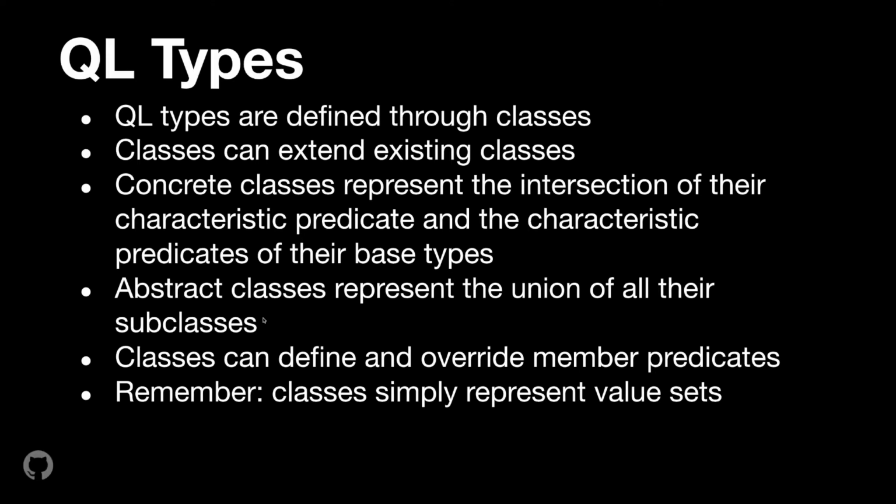Then all the various implementations can be grouped into a single set of values through the abstract class. And classes can define and override member predicates, so there's a notion of virtual dispatch. And then remember, whenever things feel complicated, it all kind of boils down back to, a class defines a type, and a type represents a set of values. And you're always working with value sets when you're working with QL.